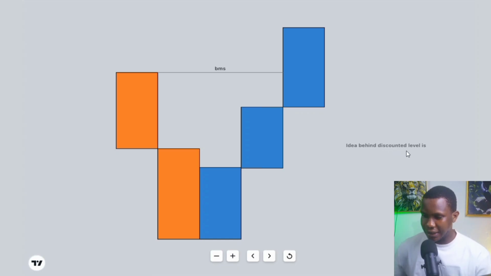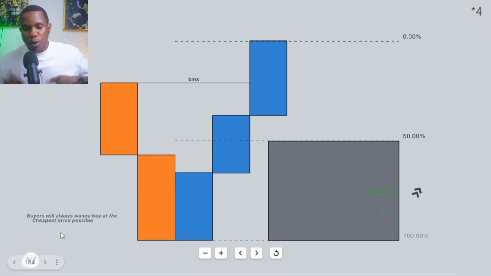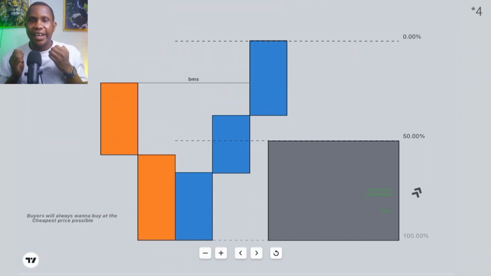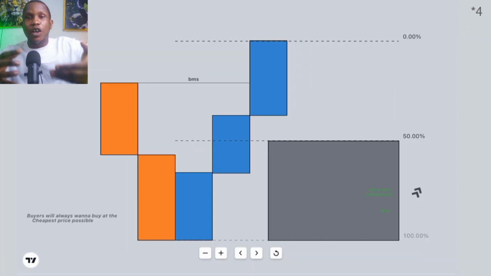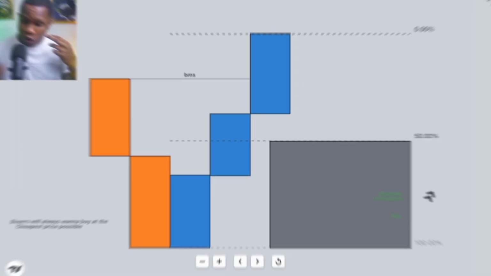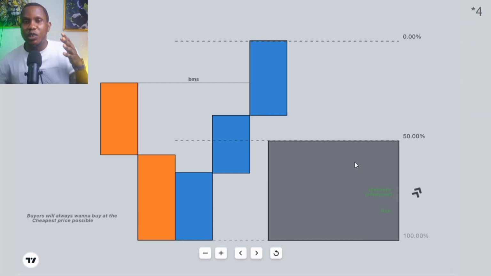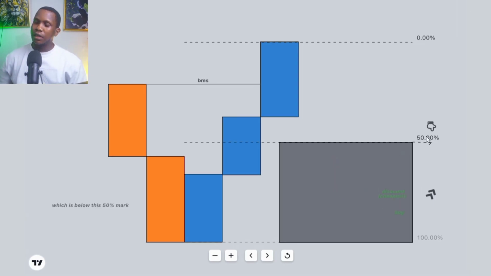The idea behind a discounted level is that buyers will always want to buy at the cheapest price in the market. Imagine you want to buy a house worth $500,000 and immediately the house drops and you find the same house for $450,000. That's you buying at a discounted price. You're buying the same value but for less money. So smart money traders will always wait for the lowest price level so that they get the most value in the market, which is below 50% of your fib level.